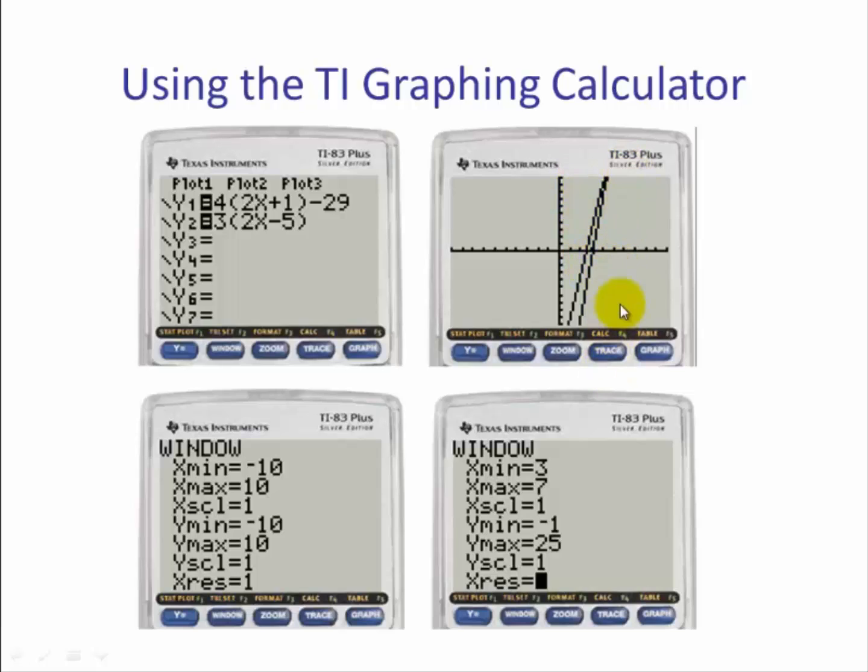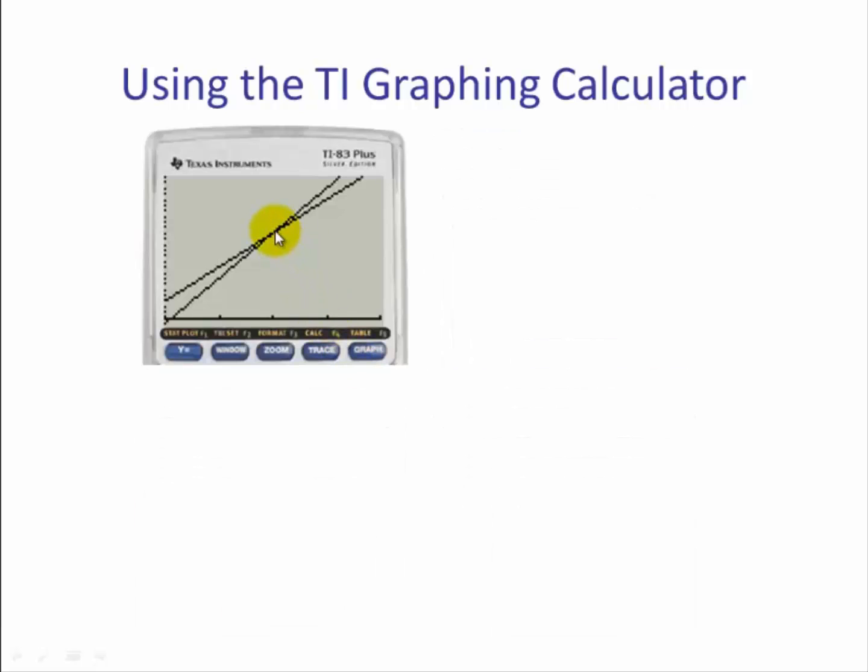And then we also need to expand our y-axis so we can see the point of intersection. So instead of having a y min at -10, I'm going to change it to -1, and then the y max from +10 to +25. This is what the graph now looks like. So we can see that the point of intersection is about here.